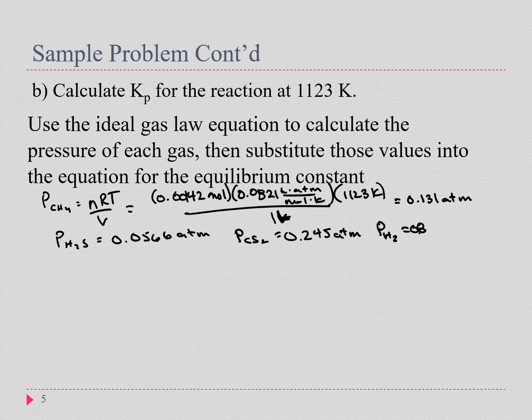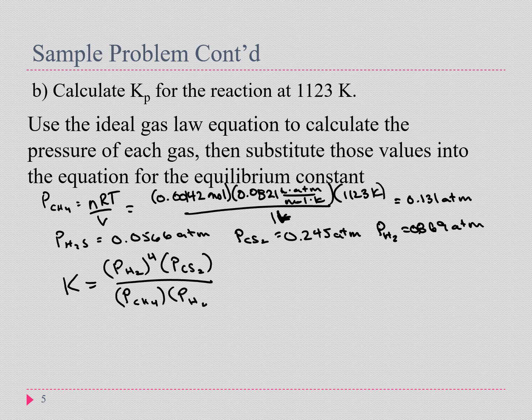So 0.869 atmospheres here. So our equilibrium constant in this case, products divided by reactants, is going to be the partial pressure of H2 to the 4th times the partial pressure of CS2 divided by the partial pressure of CH4, and finally the partial pressure of H2S squared.